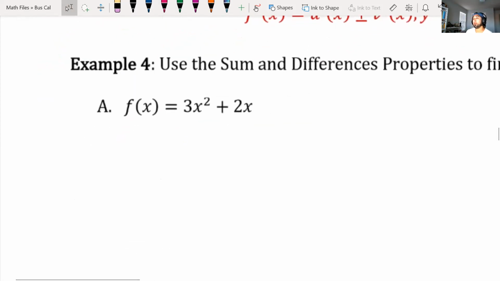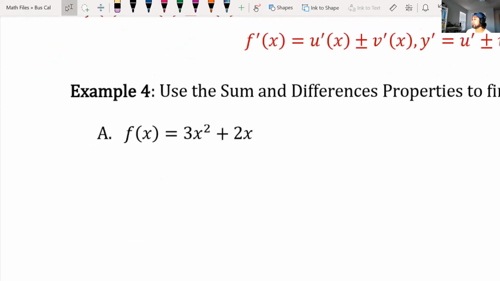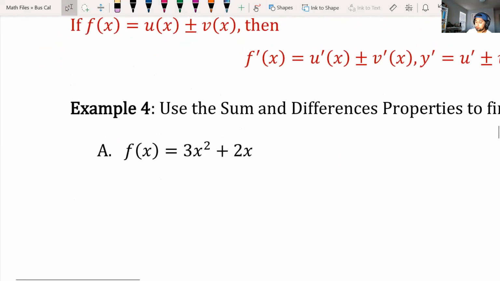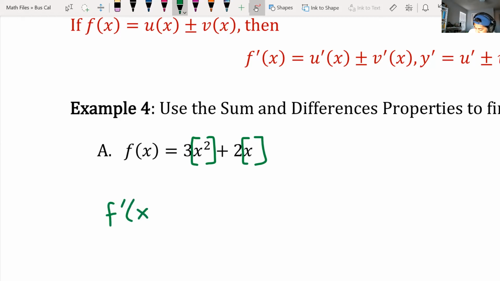So we'll start with A. f of x equals 3x squared plus 2x. What we want to do here is use that constant property from the last page, and I'll put brackets around our actual x functions. So when we take the derivative, this 3 will stay out front, and we start with, what is the derivative of x squared?